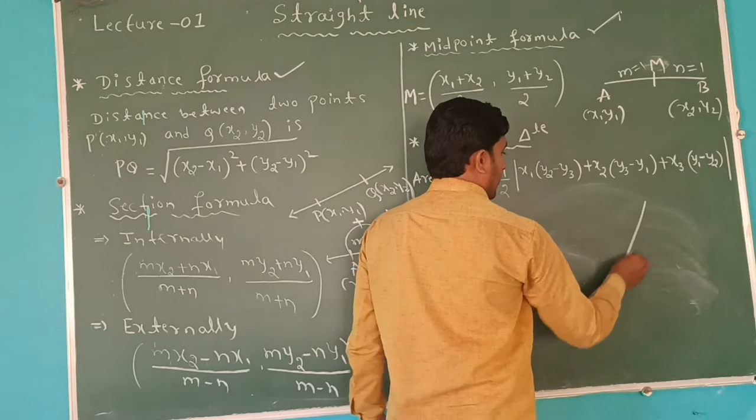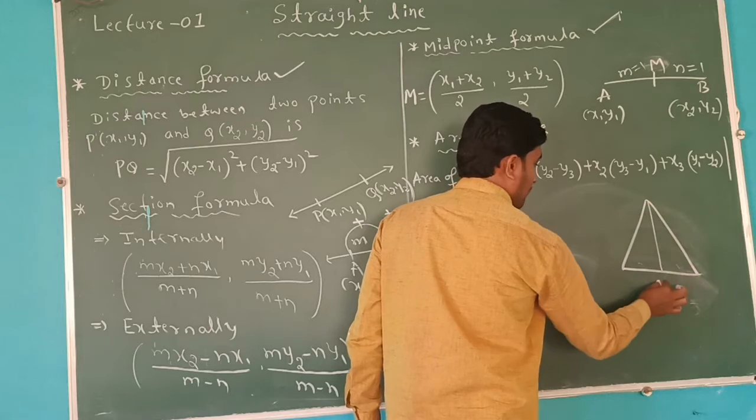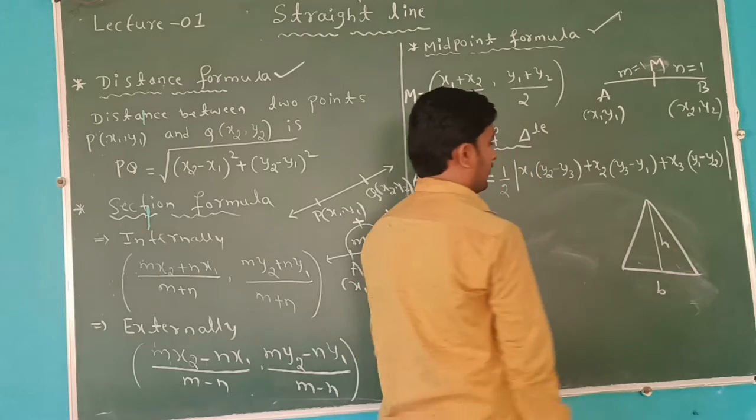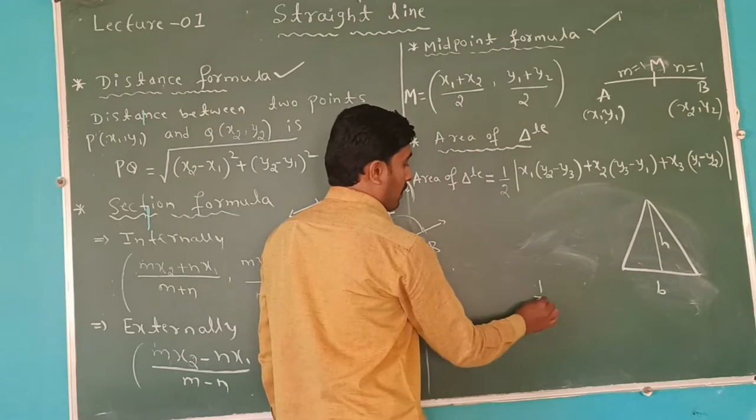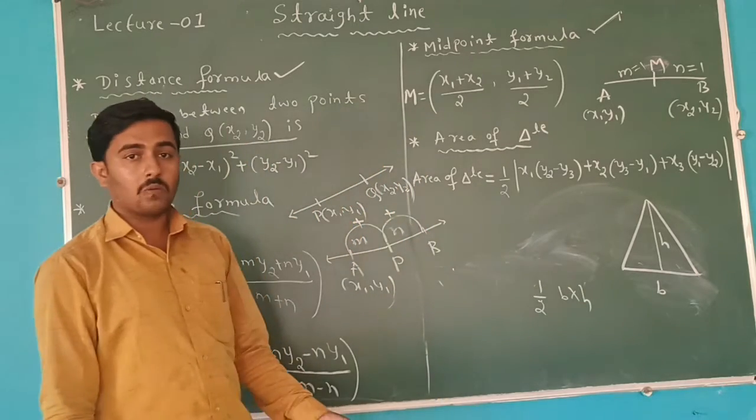Suppose this is any triangle. Suppose this is the base and this is the height. Then the area of the triangle is half into base into height. So this is the very basic formula.